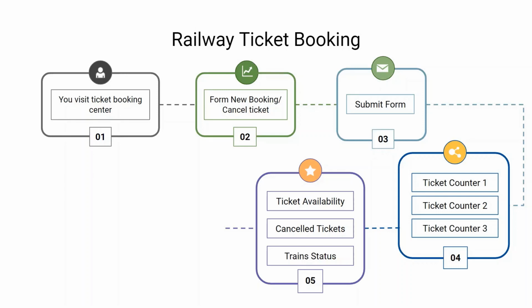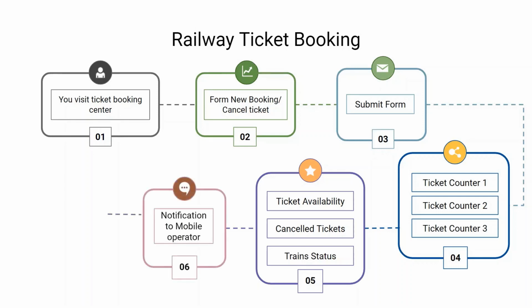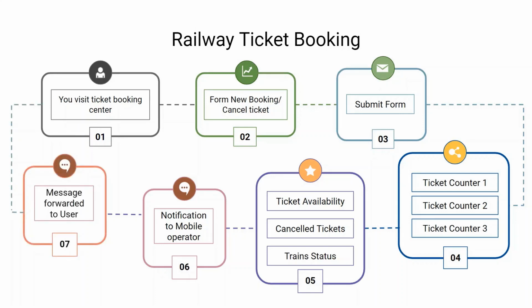Once the booking is accepted, a notification from the railway booking center is sent to your mobile number, which first goes to your mobile telecom operator. And from there, it gets forwarded to your mobile and you receive the status of your reservation with confirmed booking. And this is the Redux. If you can relate this, then you will be able to understand Redux and you will never get confused again while working with Redux.